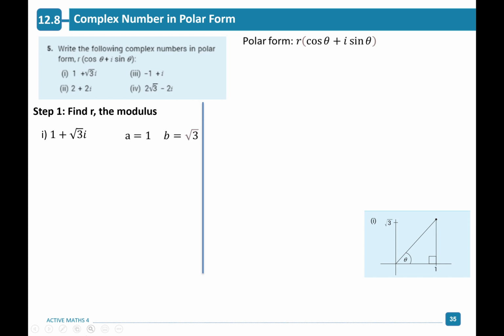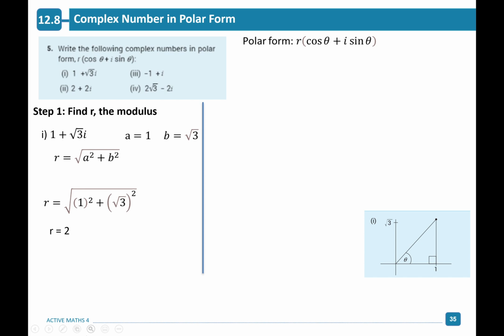To find the modulus, we will label our real and our complex numbers. Our real value is 1, therefore a is equal to 1. And b, our complex value, is root 3. Our modulus is equal to square root of a squared plus b squared. Substituting our values into our formula, we get square root of 1 squared plus root 3 squared. This simplifies to 2. The modulus of this complex number is 2.